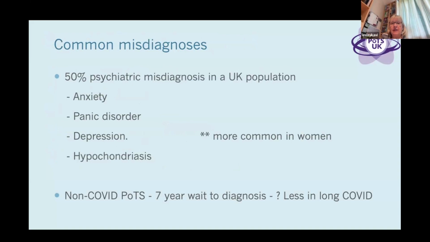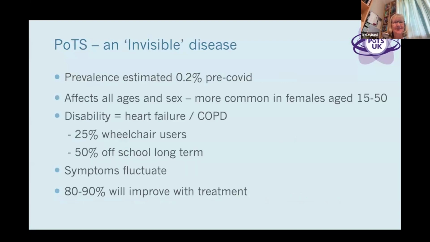misdiagnosed with a psychiatric condition for their physical symptoms, and this occurs way more commonly in women compared to men. And the common sort of psychiatric misdiagnoses are anxiety, panic attacks, depression, and hypochondriasis. And consequently, before the pandemic, there was a mean of a 7-year wait to patients receiving a diagnosis of POTS from symptom onset. This, in our experience, seems to be less since the COVID-19 pandemic. Otherwise, you wouldn't be seeing any of it at all at the moment.